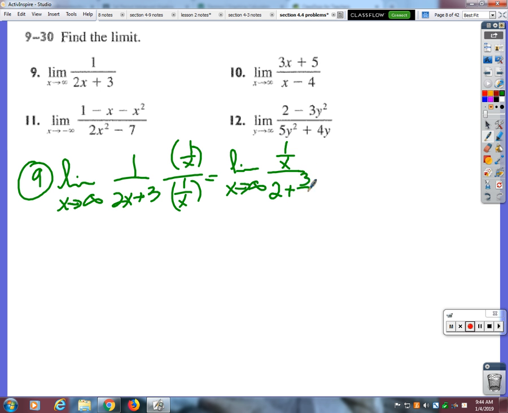3 over x, okay? Then what we learned yesterday is anytime you have a number over x to any power, if you're taking the limit as x approaches infinity or negative infinity, those just go to 0. So this would be 0 over 2 plus 0, which is 0. Because, man, were you here yesterday? Because as the number on the bottom gets larger and larger and larger, 1 over that gets smaller and smaller and smaller.